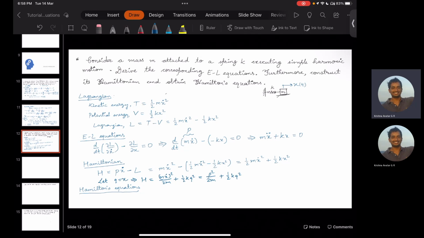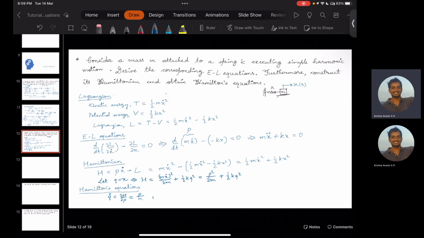So we have obtained our Hamiltonian in terms of p and q, or in terms of generalized coordinate and generalized momentum. The first Hamilton equation is q dot equal to partial h with respect to p. So this gives us 2p by 2m, so it is p by m.